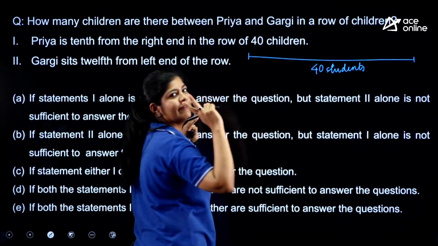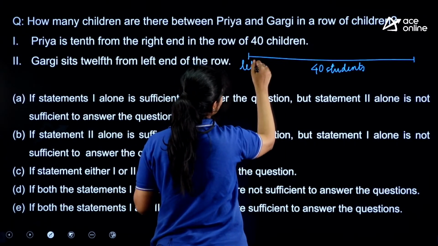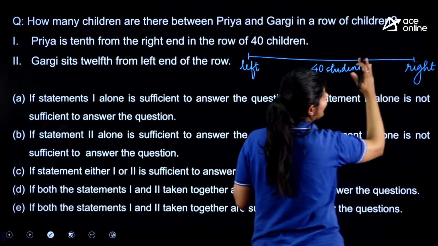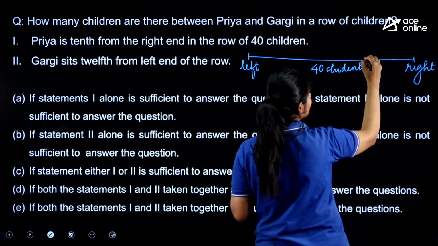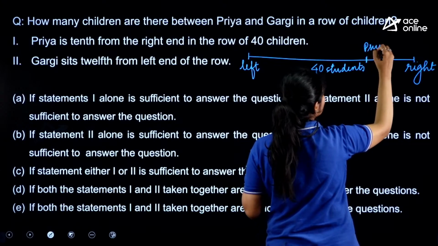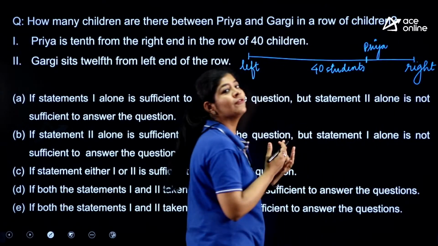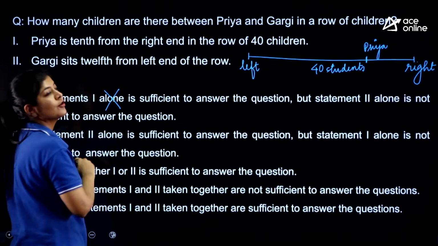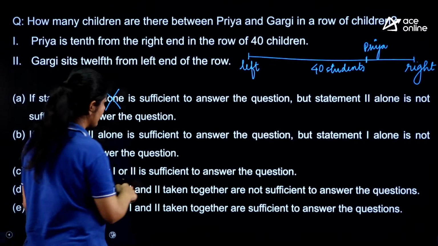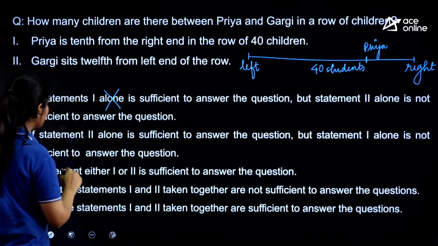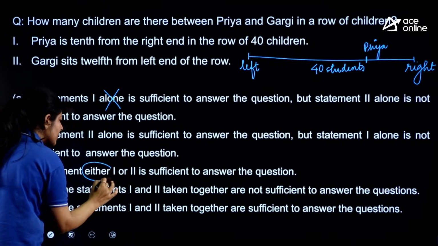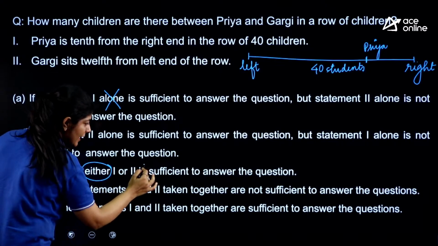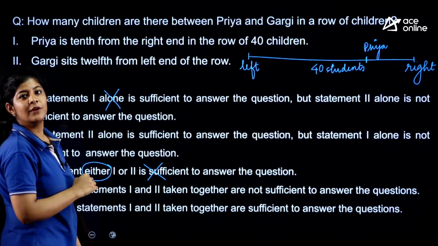We know that we have two ends. This is my left end and this is my right end, right? So from the right end, Priya is 10th. But what about Gargi? We don't have any information regarding Gargi. That means statement number 1 alone is not sufficient to answer the question. If option A is eliminated, we can also eliminate option C, because it says that either one or the second is required. That means this option is also eliminated.